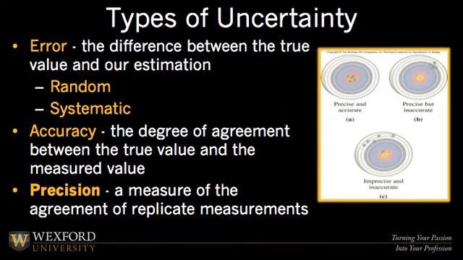Now, when we look at types of uncertainty, we first can see error, which is the difference between the true value and our estimation. This can either be random or systematic. There's also accuracy, which is the degree of agreement between the true value and the measured value. And then we also have precision, which is a measure of the agreement between replications of measurements.